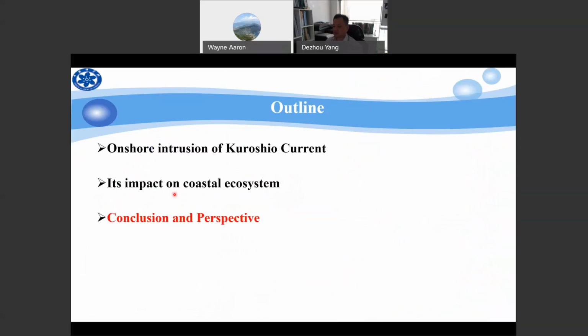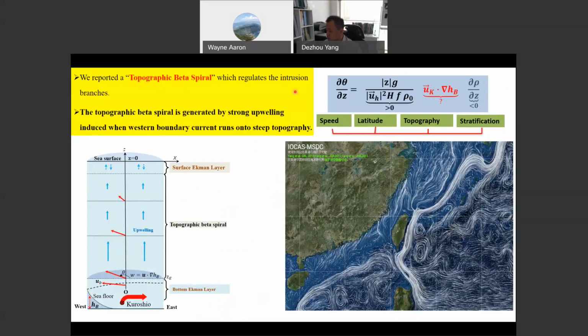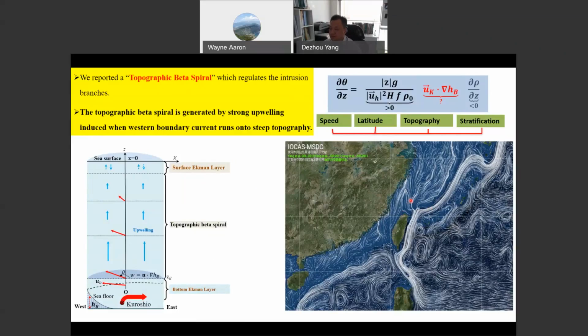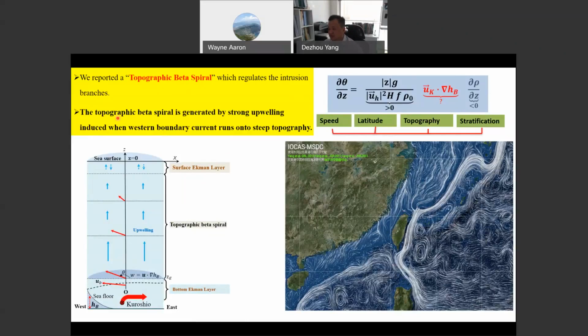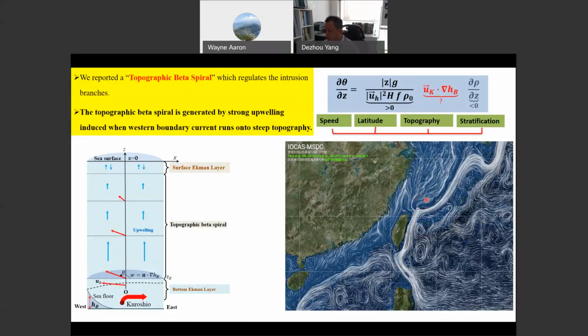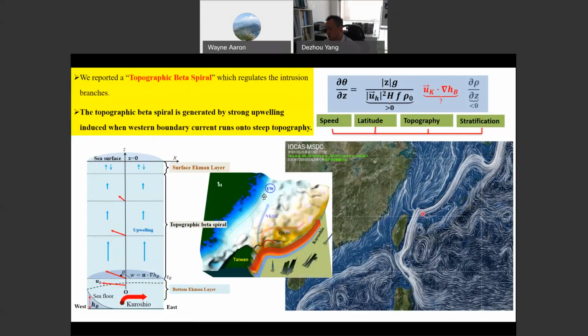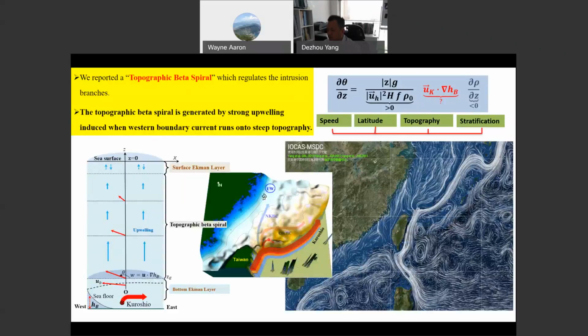The third part is the conclusion and perspective. My conclusion is that we reported a topographic beta spiral. This spiral regulates the intrusion branch of the Kuroshio current. The topographic beta spiral is generated by strong upwelling induced when the west boundary current runs onto steep topography. If there is a strong upwelling, the Kuroshio branch current will show a pattern like this.